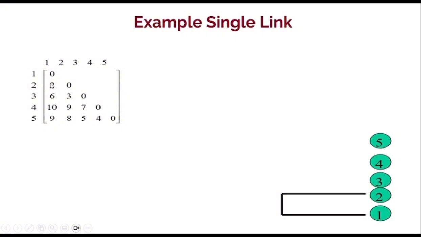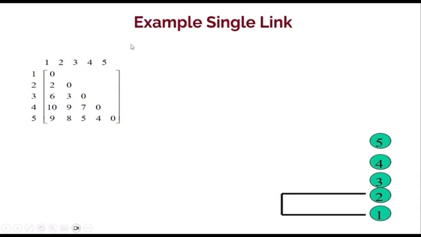So here, they're going to give you all the distances. They've measured the distance and they realize that the distance between 2 and 1 is 2. The distance between 3 and 1 is 6. The distance between 4 and 1 is 10. The distance between 5 and 1 is 9, and so on like that. So these are distances that have already been computed. So this is a distance matrix.